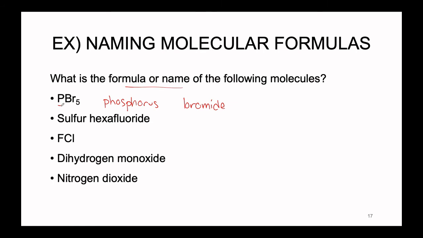Now we can see we only have one phosphorus present at the beginning, which means we drop the mono. There's nothing extra that we need to add in front of the phosphorus. Our bromide, there are 5 of them. So we're going to add the prefix of penta in front of the bromide. Phosphorus pentabromide. 1 phosphorus, 5 bromines, 1 molecular compound.